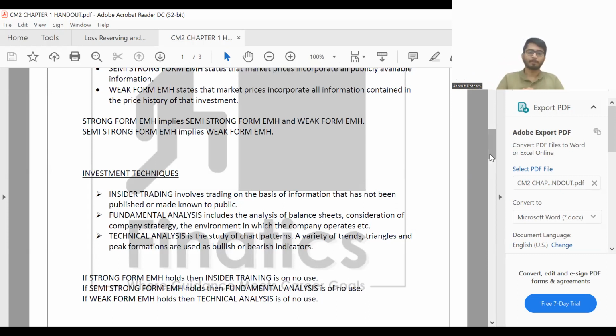Finally, what we have is technical analysis, which is basically to do with studying the chart patterns, more precisely the historical price data as well as the volume data. Price data is how the price of a particular security is changing. Volume is basically the number of shares being traded. It could be on a daily basis, on a 10-minute basis, on a monthly basis, quarterly basis, and so on.